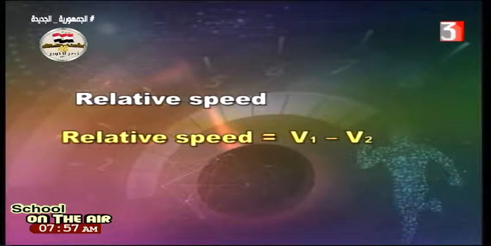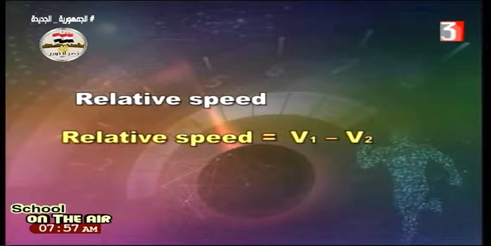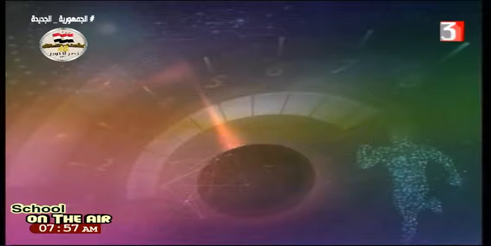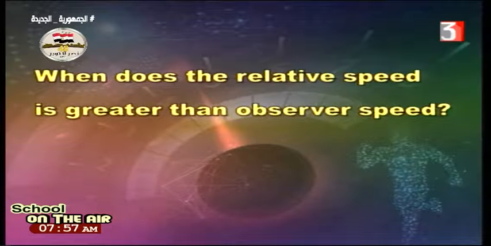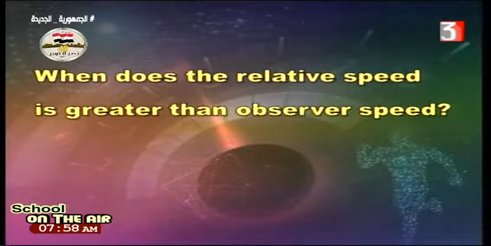The relative speed of two objects that move in the same direction is calculated by subtraction between the two cars' speeds. As we saw in our example, if the two objects move in the same direction, we subtract V1 minus V2. I can also ask you a question without a problem at all, and say for example: when is the relative speed greater than the observer speed?